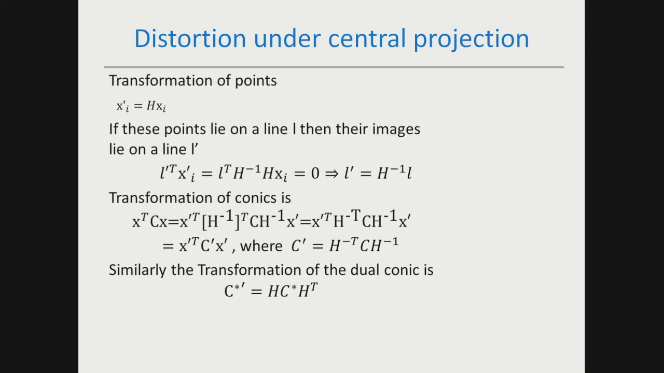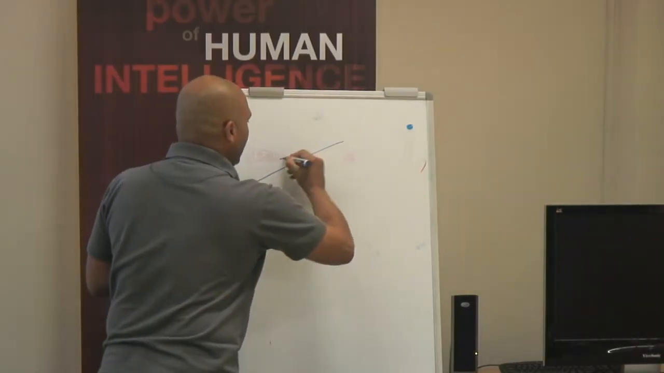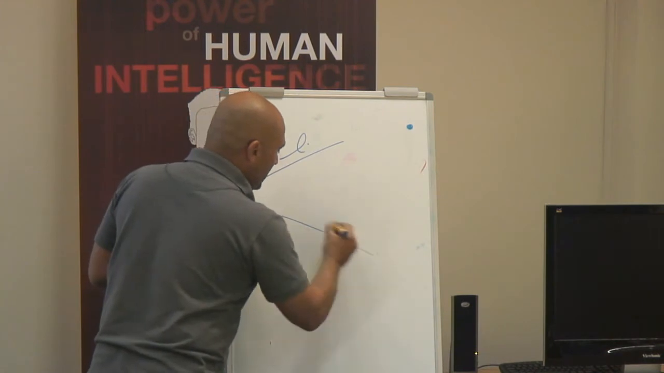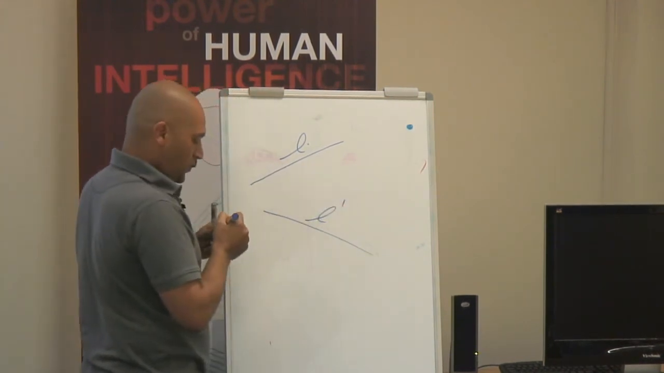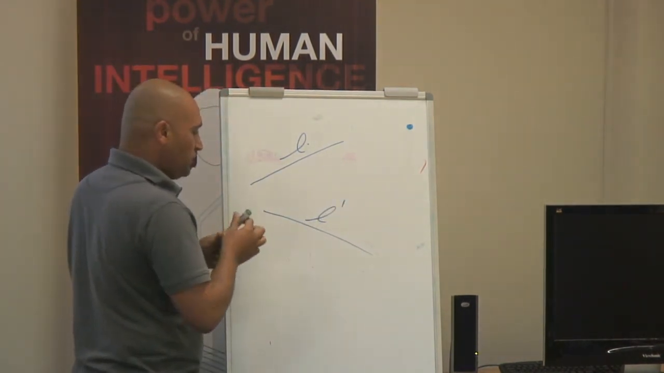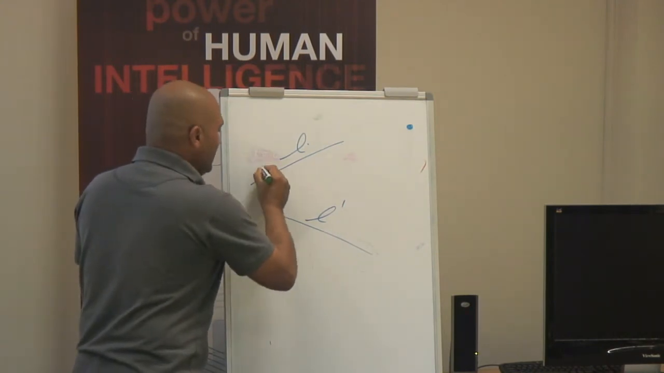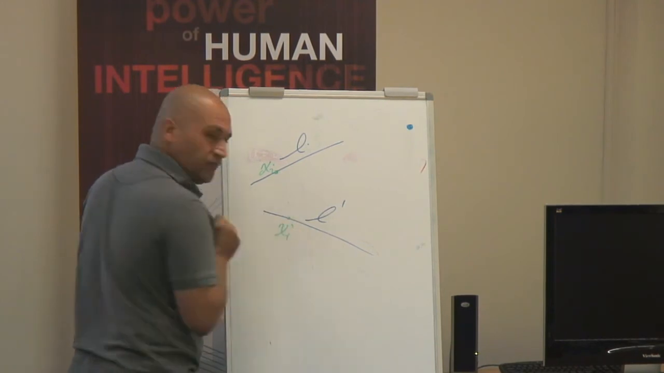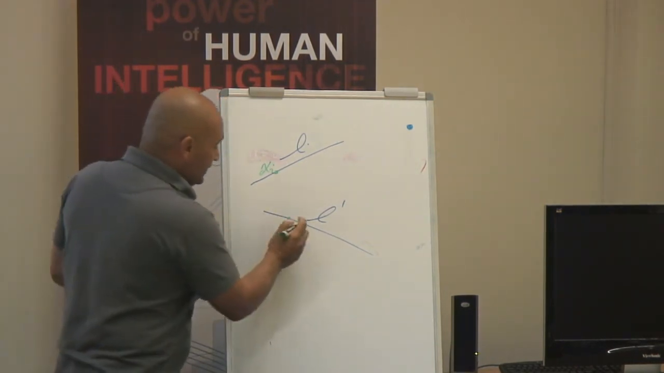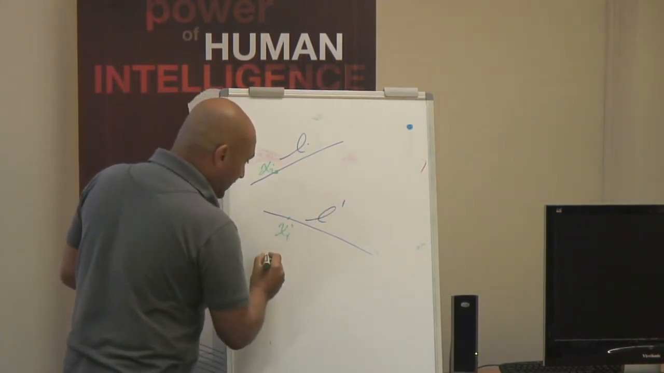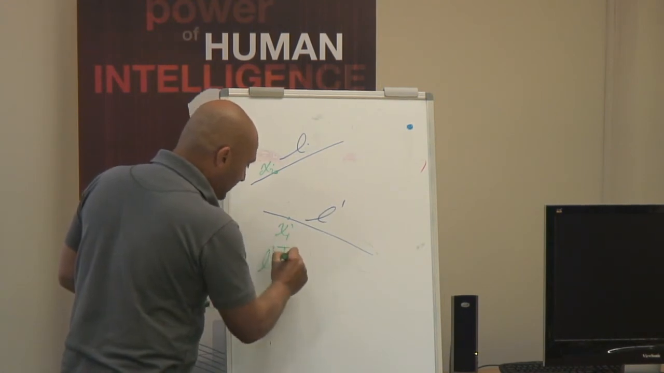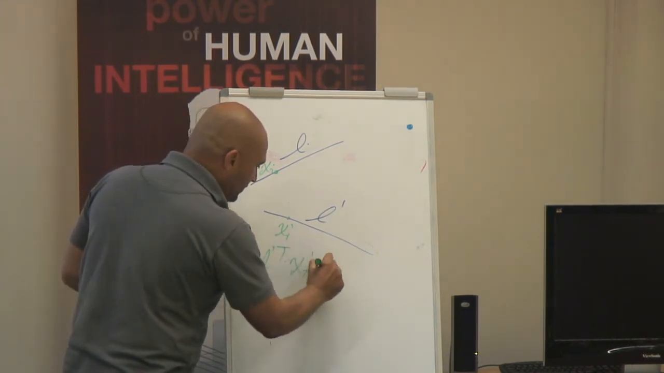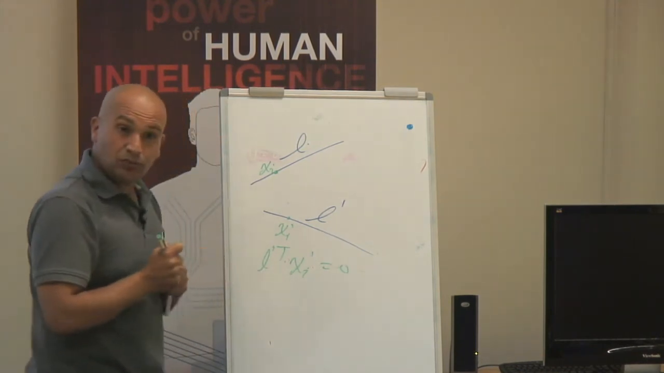Let us just clarify this. I have this line L, and it will be mapped to a new line L prime. What I know is that any point xi will be mapped to a point xi prime. Because this point is on the line Li, if I take Li transpose xi prime, it should give me 0, because the point is on the line.